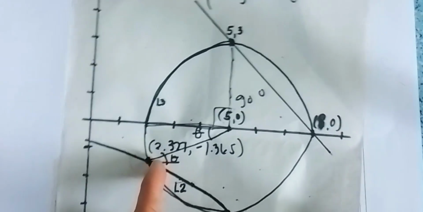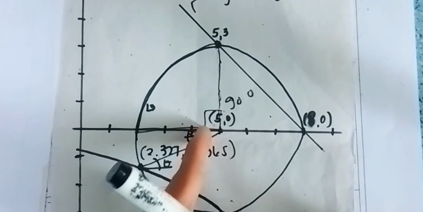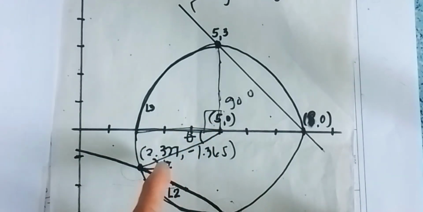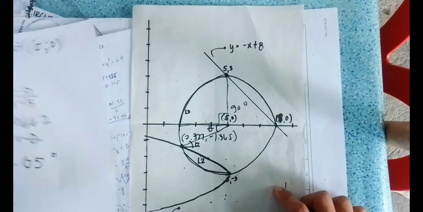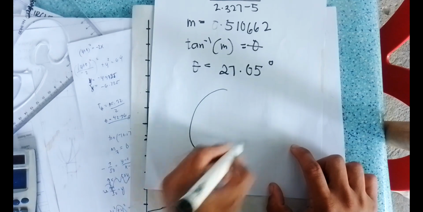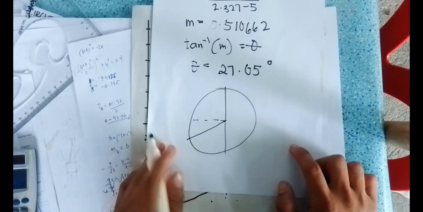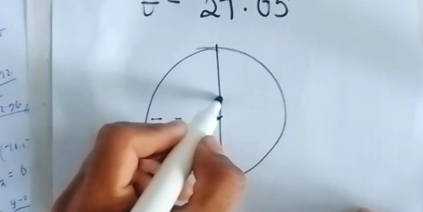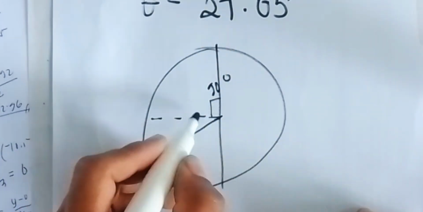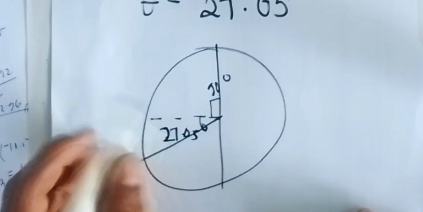But actually, in trigonometry, the angle of elevation here is also equal to the angle of depression here. So the theta from the slope of this line is equal to this one, which is also equal to this one. Assuming this is a circle, perfect. So from this one, we all know this one is 90 degrees and this one is 27.05 degrees.